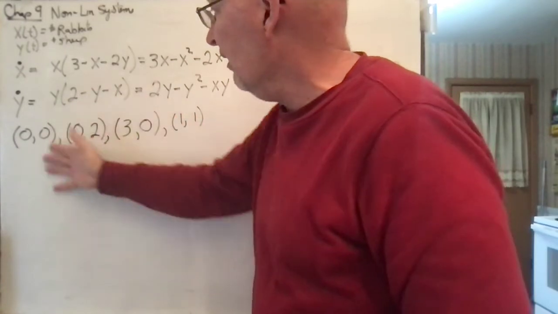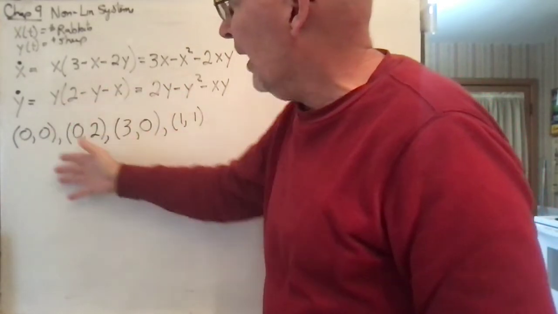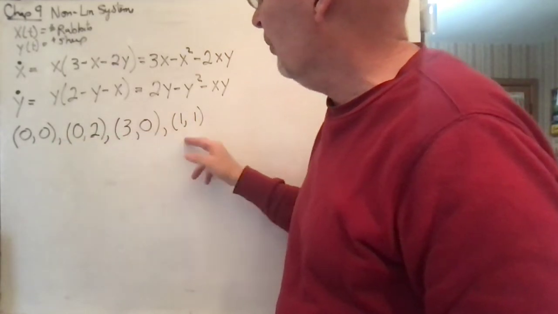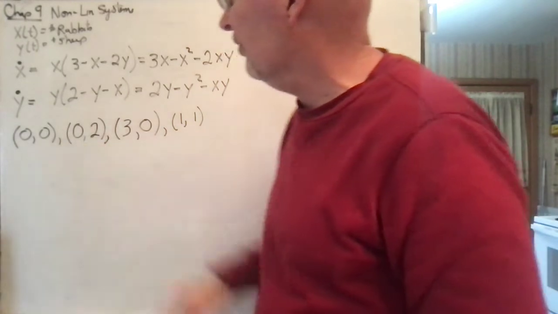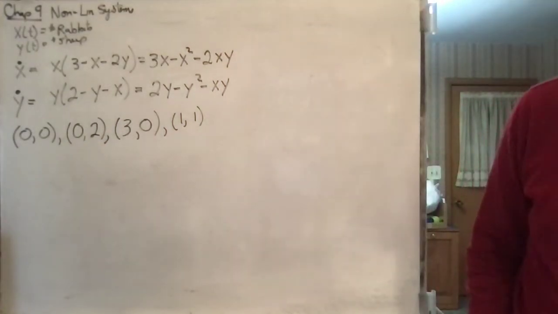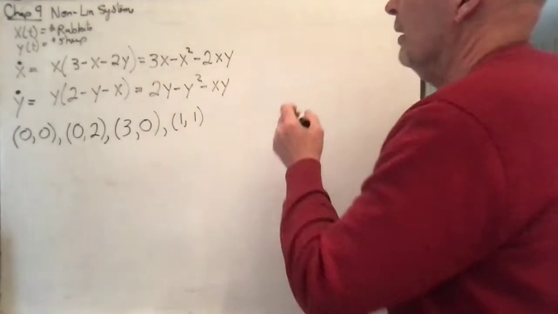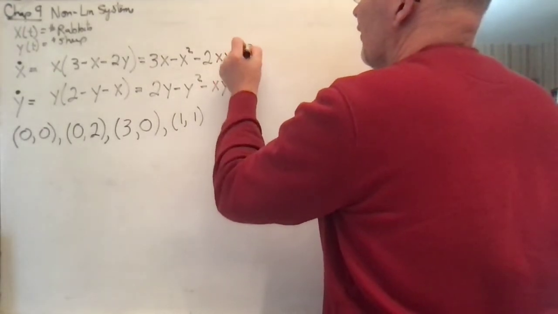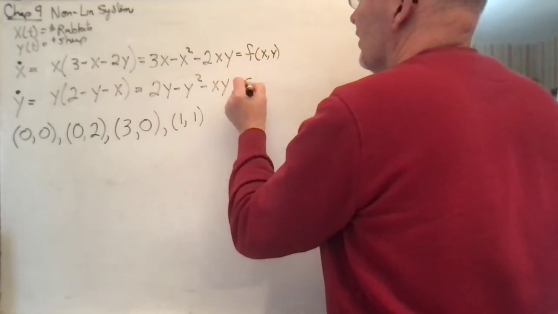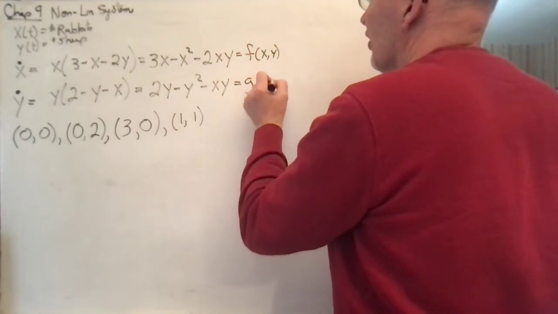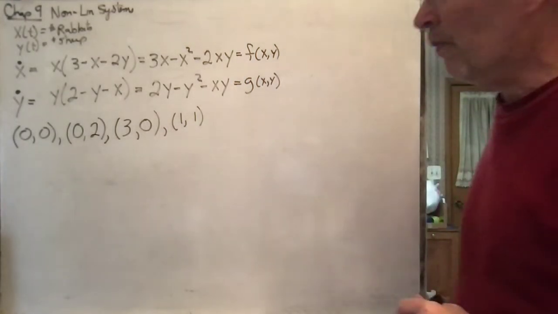We need to analyze these and go through what we did in the last chapter around each one of these points. We find a linear system that's centered around each of these points. And I'm not going to go through all the theory, that's in the book, but I'm just going to go through the method. Here's the method. Let this be equal to the function f of xy, and let this be the function g of xy. I'll give you the results here. Okay, here's what you do.